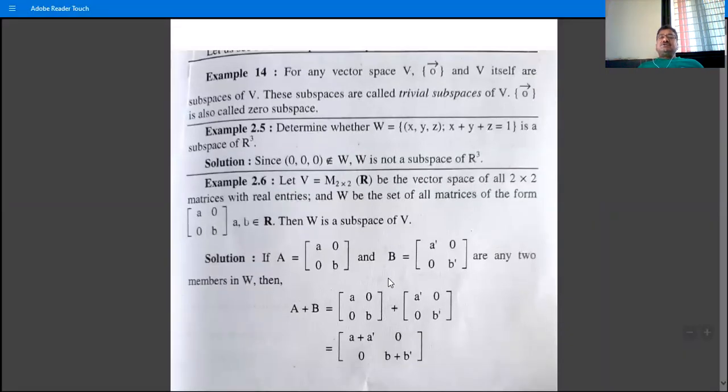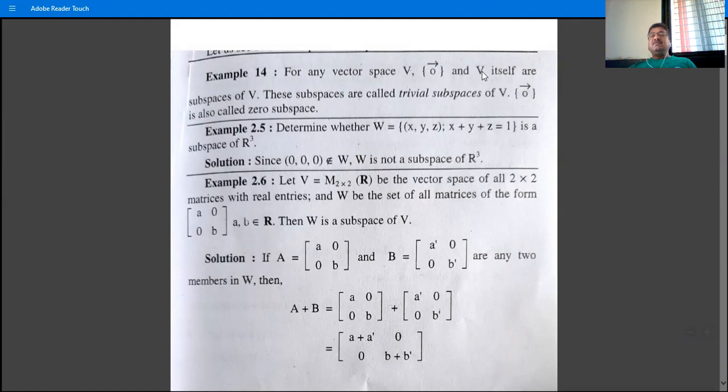For any vector space V, singleton 0 bar, the set that contains only the 0 vector from V, and V itself are two subspaces of V. These subspaces are called trivial subspaces of V, or improper subspaces of V. Other than these, the remaining subspaces, if the vector space has any others, are called proper subspaces.